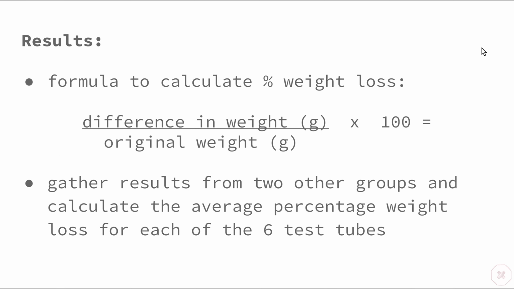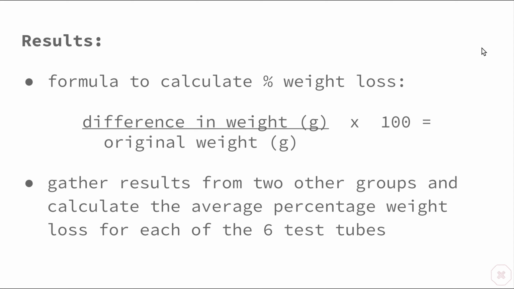So when you do that, you're going to calculate the percentage weight loss. So we need to have our initial weight and our final weight, and you'll find the difference. Divide that by our original weight, and to turn that into a percentage, we'll multiply it by 100. Then you'll be able to gather results from another 2 groups and hopefully be able to calculate the average percentage weight loss for each of the 6 test tubes.